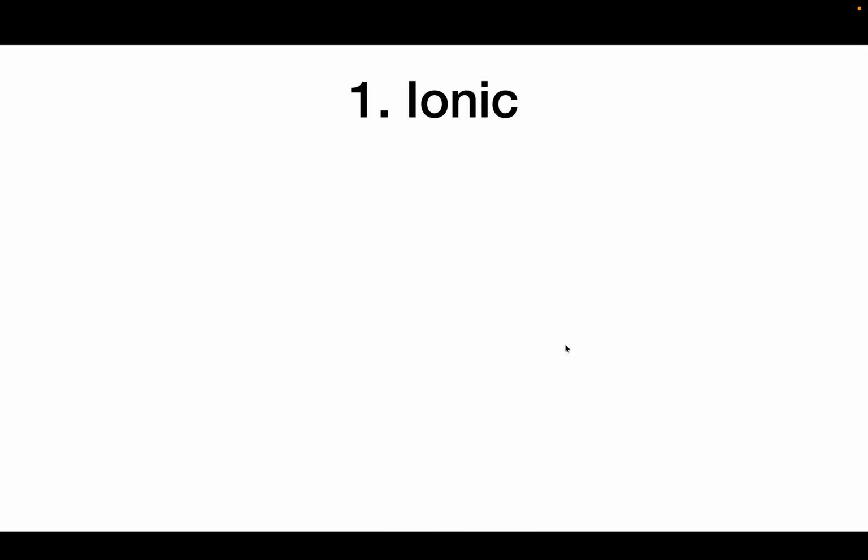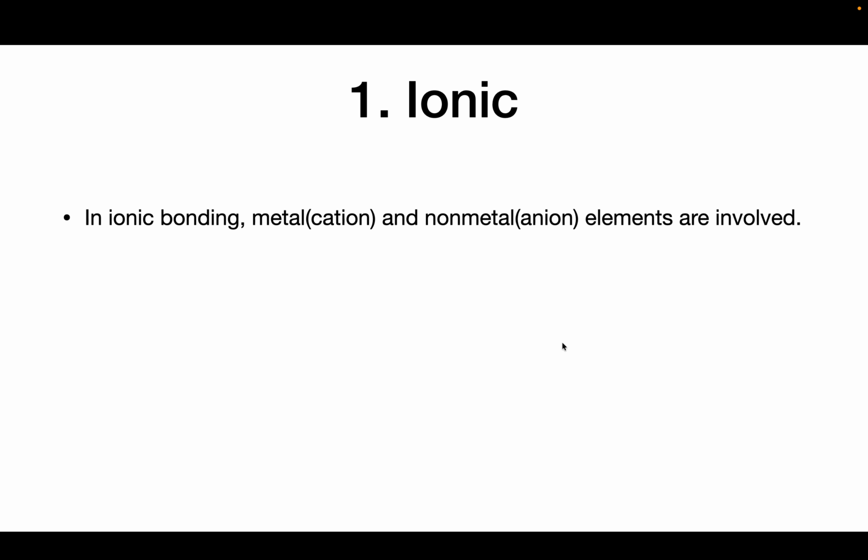First is the ionic bond. In ionic bonding, both metal and non-metal elements are involved. Specifically, it is formed by cations and anions. So even though ammonium consists of only non-metal elements, it can form ionic bonds with other non-metals because it is a cation. But generally speaking, both metals and non-metals are together in an ionic bond compound.